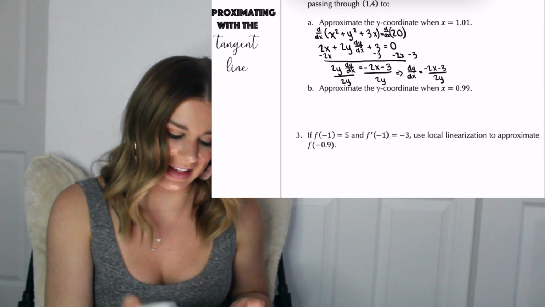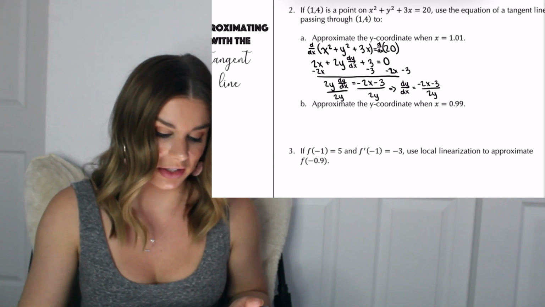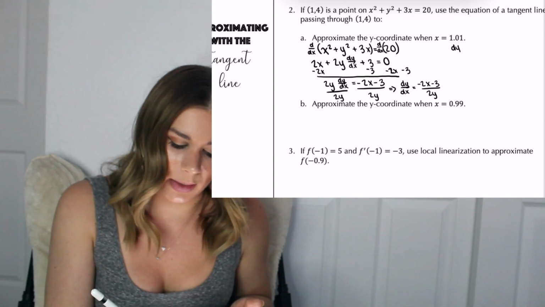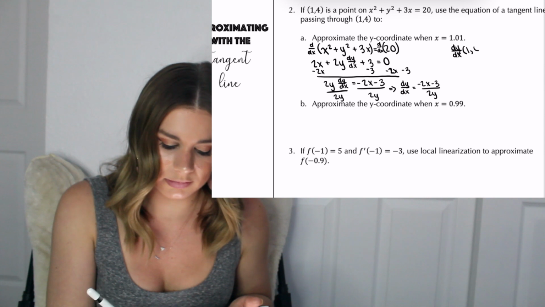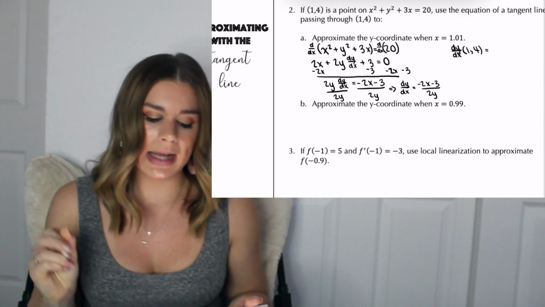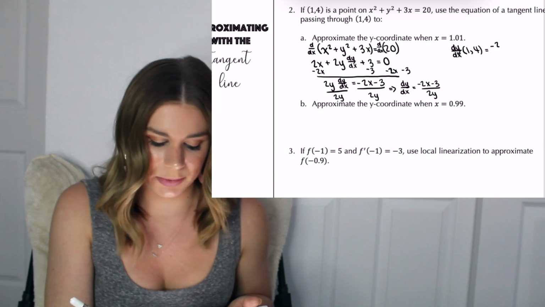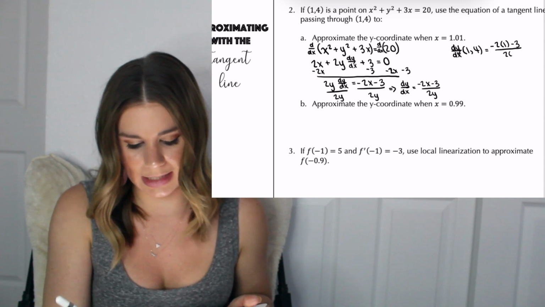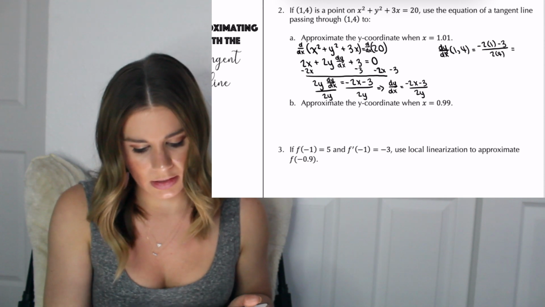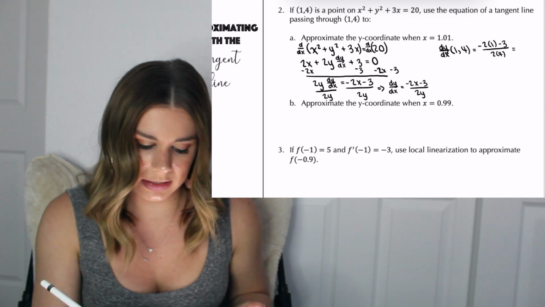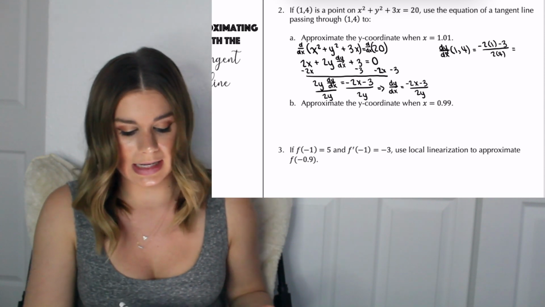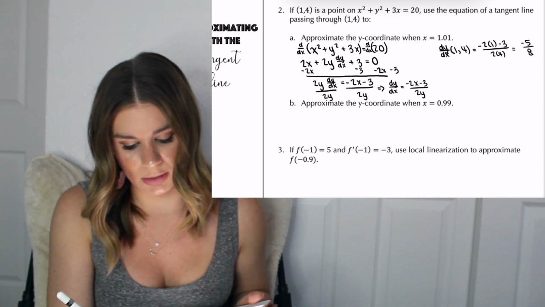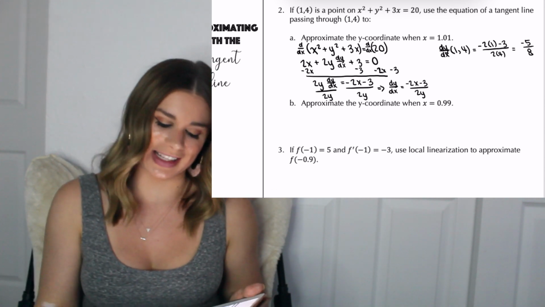Okay, so now we need to find the actual slope of our tangent line. So we're going to plug in the point (1, 4) to our dy/dx equation. So dy/dx at (1, 4) is equal to negative 2 times 1 minus 3 all over 2 times 4. So the slope of our tangent line is going to be negative 2 minus 3, which is negative 5, over 2 times 4, which is 8. So our slope is negative 5/8.